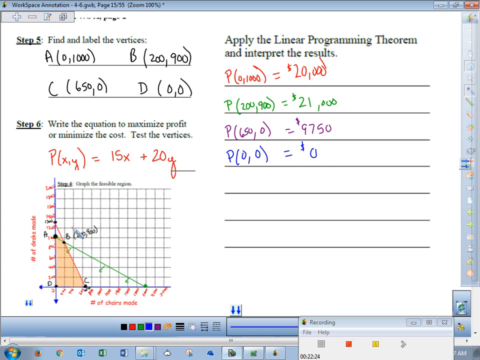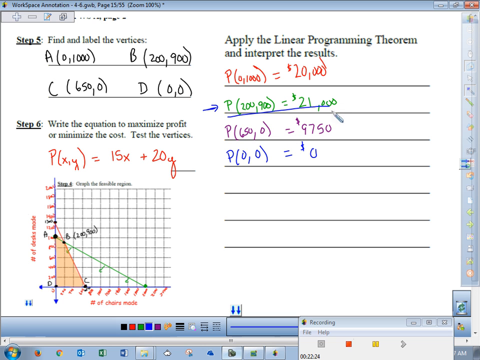So these are the four vertices of that situation that they wanted us to test, because that's what the linear programming theorem says. It says, hey man, the maximum or the minimum profit is going to occur at one of these vertices. The mathematician figured that out for us. Now we just got to figure out who's our winner. It's right here. Bing!